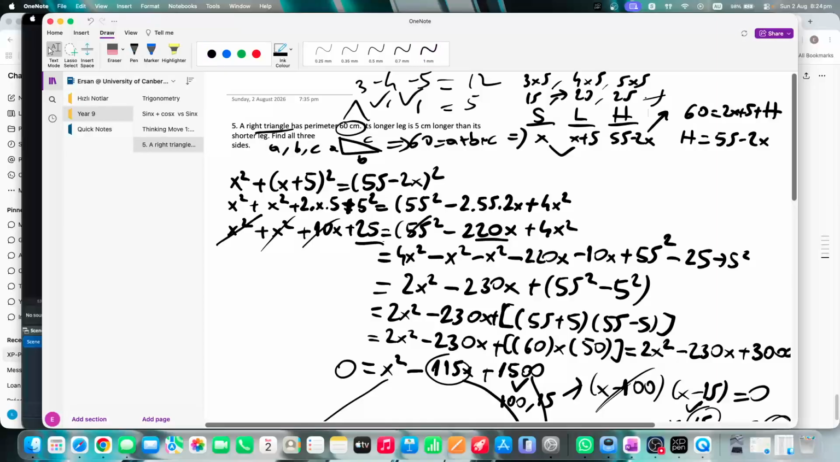Honestly, I would have done it this way, but I needed to show you how to do it like this, so that you can apply this formula, the Pythagorean theorem, to every single situation.